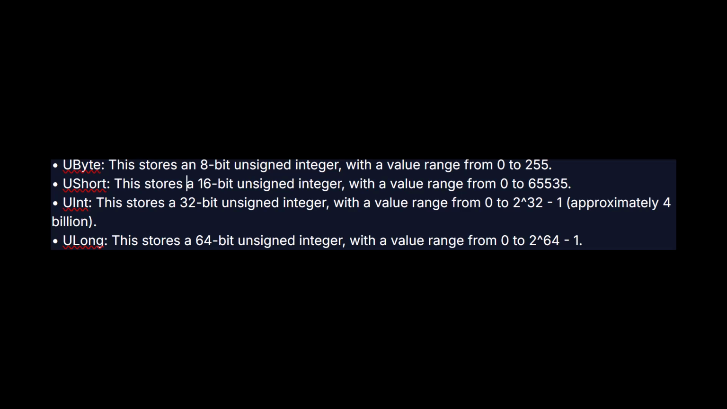Kotlin provides 4 built-in unsigned integer types, mirroring their signed counterparts in bit width. UByte. This stores an 8-bit unsigned integer, with a value range from 0 to 255. UShort. This stores a 16-bit unsigned integer, with a value range from 0 to 65535. UInt. This stores a 32-bit unsigned integer, with a value range from 0 to 2 to the power of 32 minus 1, approximately 4 billion. ULong. This stores a 64-bit unsigned integer, with a value range from 0 to 2 to the power of 64 minus 1.